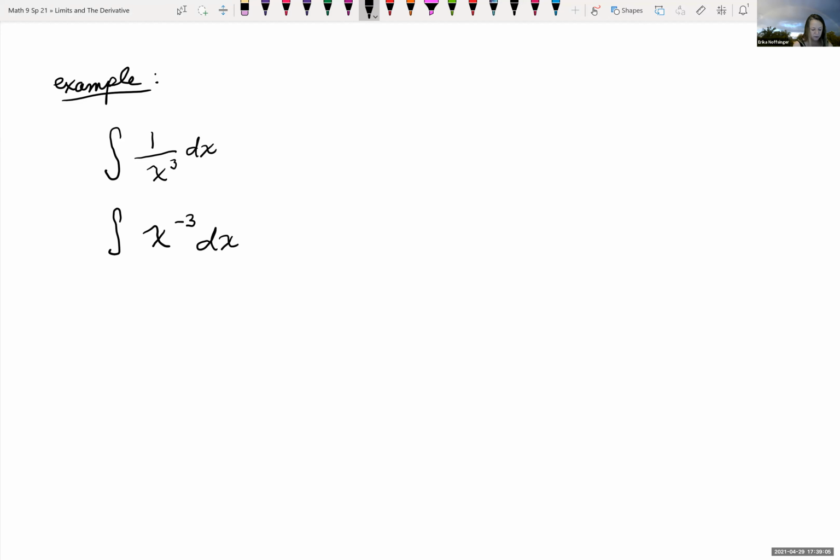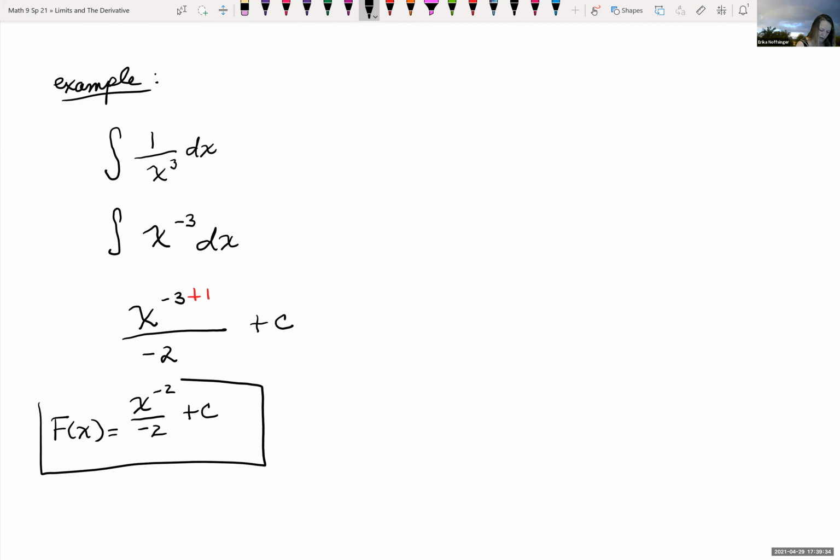Now we can use that general power rule where we're adding 1 to our exponent and dividing by our new exponent. Adding 1 to -3 gives us -2. So we get x to the -2 power, all divided by -2, plus c. And I would probably rewrite that without a negative exponent. So the antiderivative is -1/2 x squared, plus c.